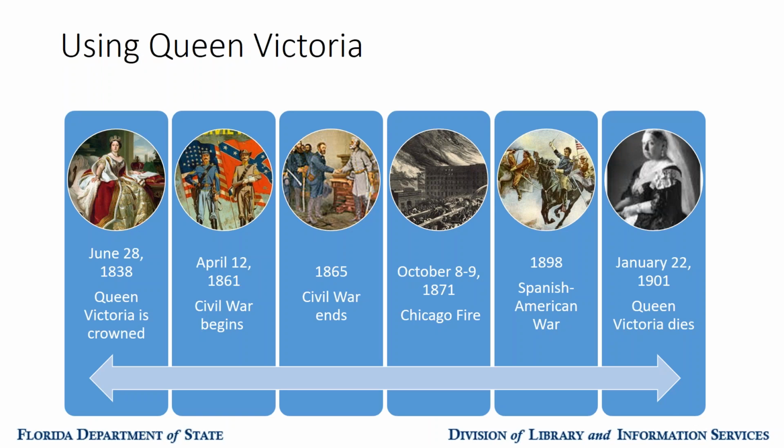Okay, here we are looking at a snapshot of Queen Victoria and some of the major U.S. and world events that happened during her reign. So we see that she's crowned a few decades before the Civil War begins, the Civil War ends, the Chicago Fire. What, I wonder, does Queen Victoria have to do with the Chicago Fire? Then we have the Spanish-American War, and in 1901, the death of Queen Victoria.